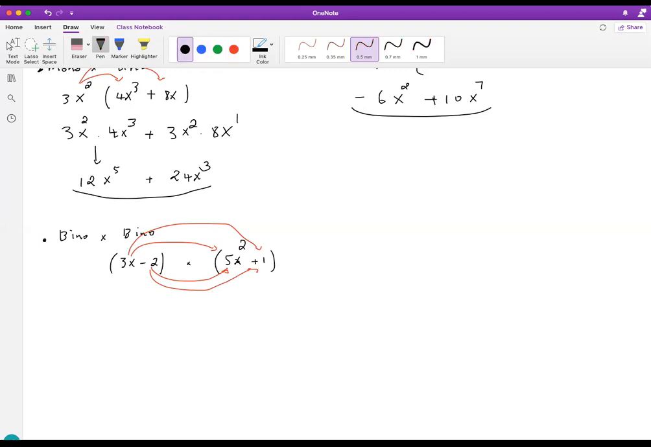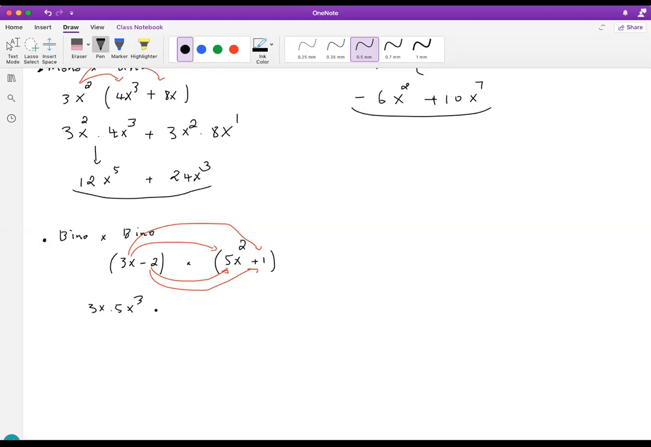Let's write them out first. So 3x times 5x to the second is 15x to the third. That's right, the power 3. Exactly. If it makes it easier, you can always write all your multiplications down first and then multiply in the next step. If you feel comfortable or confident to do it right away, that's fine. You can multiply right away.